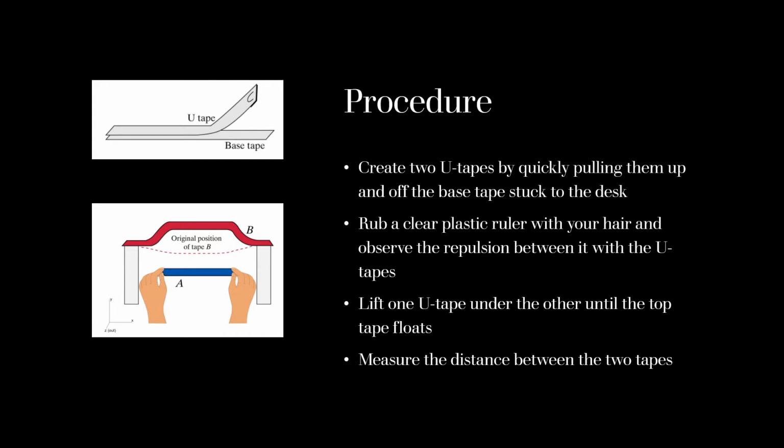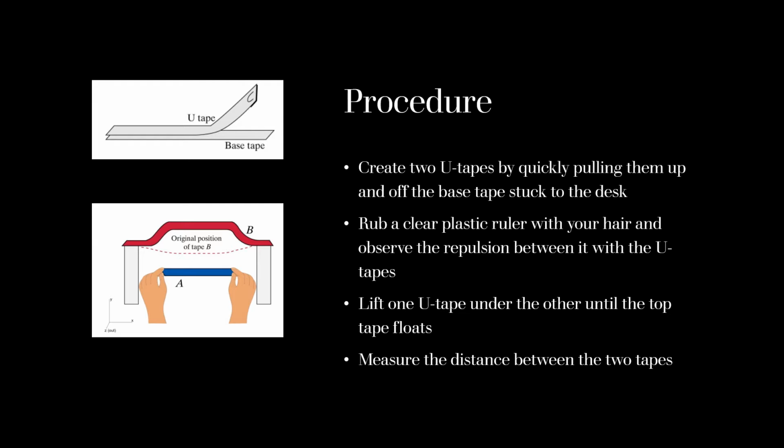The procedure of this experiment is first to create two upper tapes by quickly pulling them up off the base tapes stuck to the desk. And then you need to rub a clear plastic ruler with your hair and observe the repulsion between it and the upper tapes to check if the upper tapes contain negative charges. You need to lift one upper tape under the other until the top tape floats. Lastly, measure the distance between the two tapes.